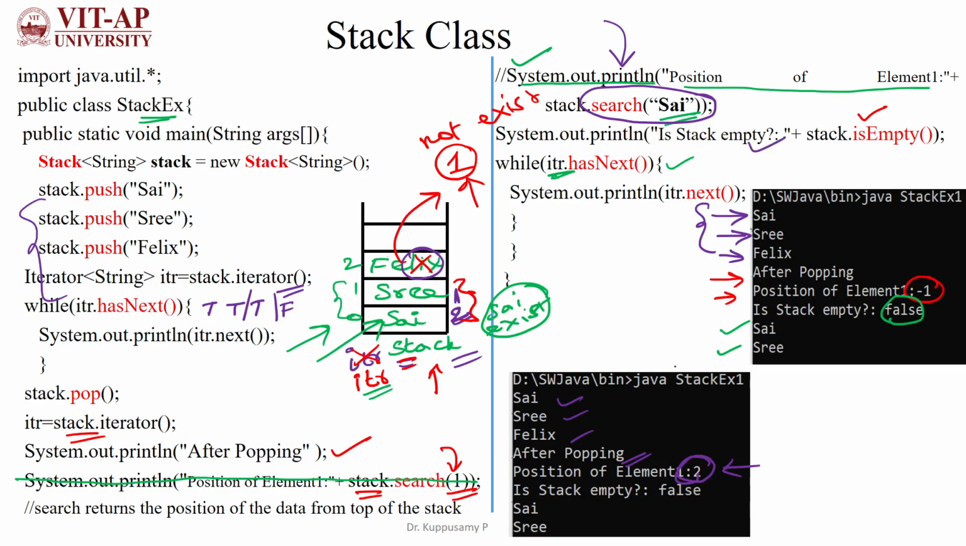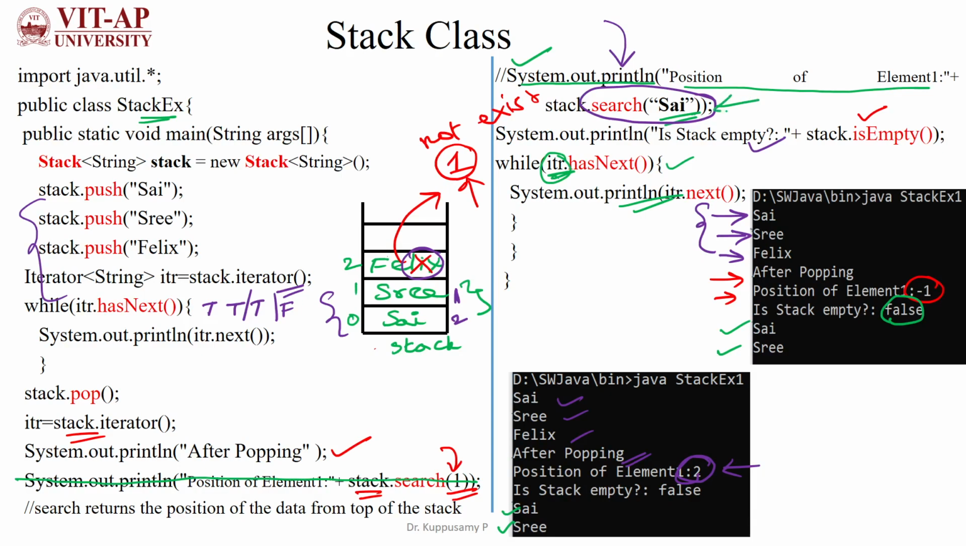Then we are checking whether the stack is empty or not. No, it still has two elements in the stack, so it does not return true, it returns false. Then we use the itr to display the values by moving one by one. Here only two elements are there, Sri and Sai. Sai is in the first position, 0th index, and Sri in the second. But when you use the search operation, it checks the position of the element from the top of the stack. So Sai is available at the second position, that's what it returns.